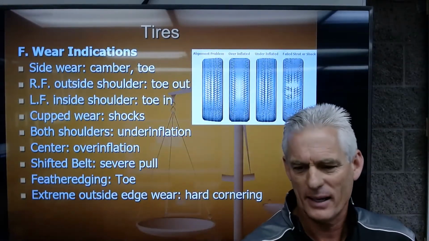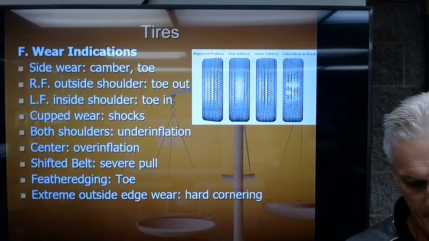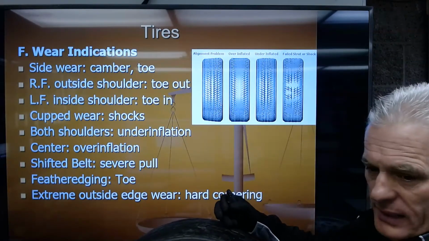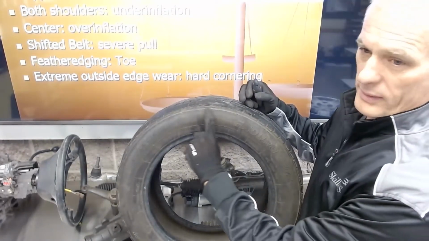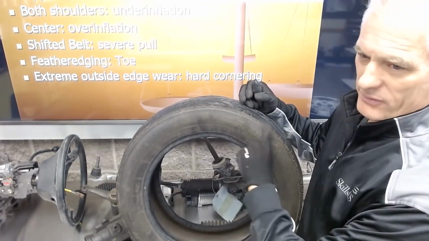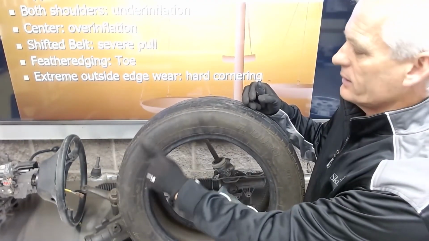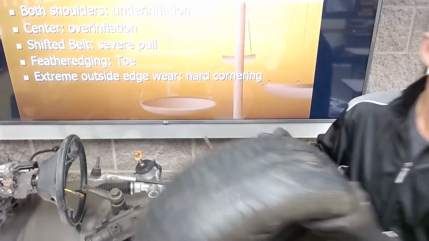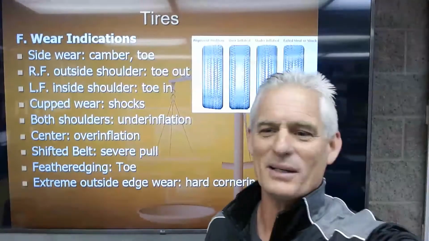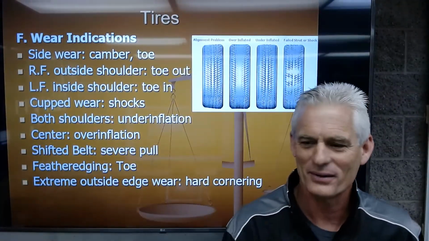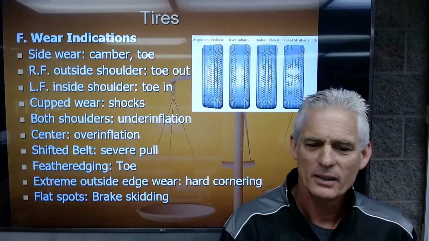Extreme outside edge wear is hard cornering. So yes, mom and dad, if they're on their game, they can tell if you've been driving their car hard. It'll be worn out here, and you can see it right on the very extreme outside edge of the tread. You'll actually roll the tire on its sort of extreme edge, and you can definitely see hard cornering wear, you stinking teenager, you.